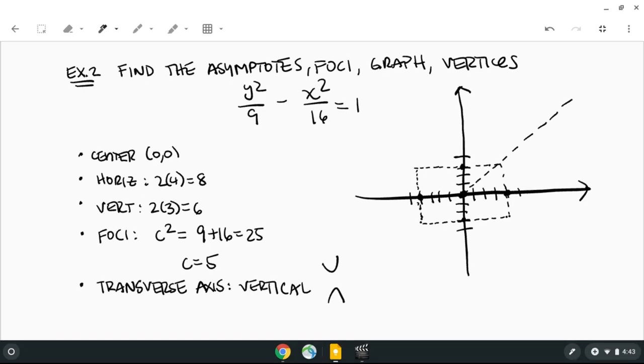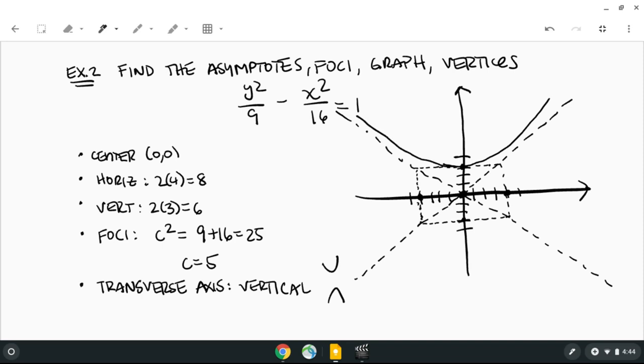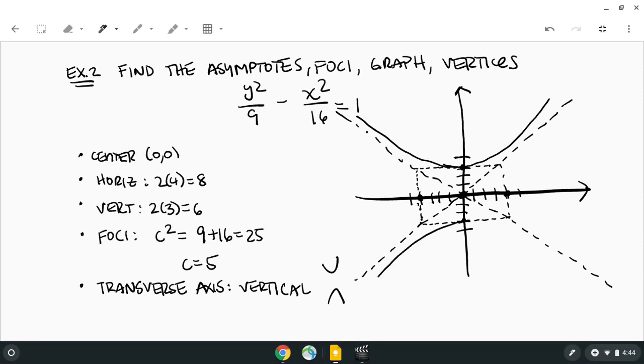Okay, so we've got one asymptote. Okay, and then we know that it's vertical, so I'm going to start right there on that midpoint on the side of the rectangle. That's the vertex. And I will go towards the asymptotes.